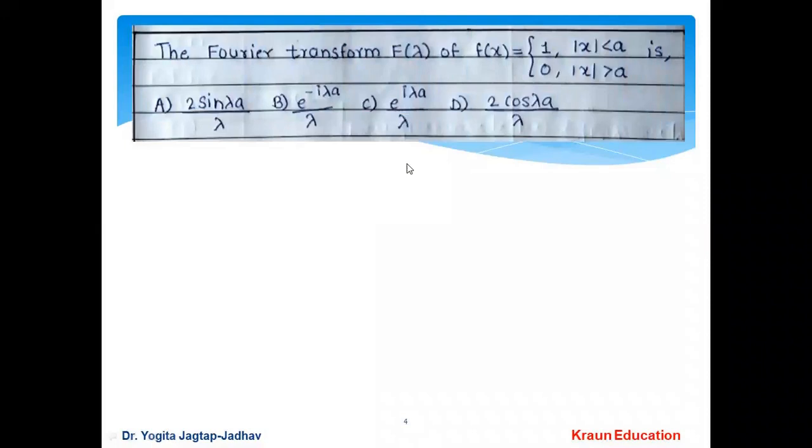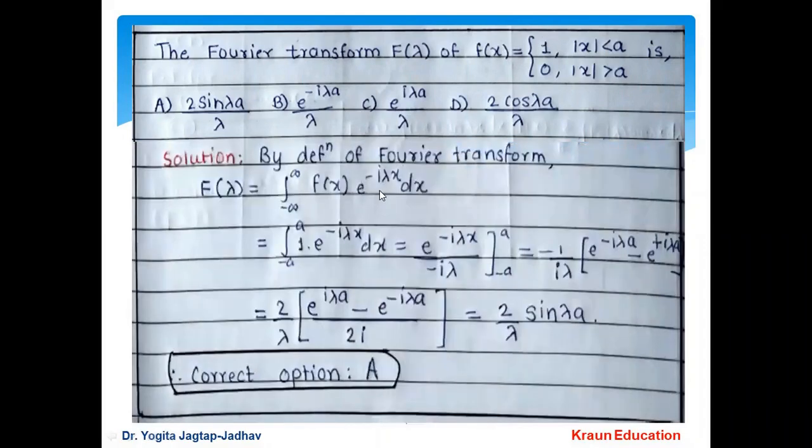Now consider the next example. To find the Fourier transform F of lambda of a given f of x equal to 1 for mod x less than a and 0 for mod x greater than a. These four options are provided. Now again see, according to the definition of the Fourier transform, we have F of lambda equal to integration from minus infinity to plus infinity f of x times e raised to minus i lambda x dx.